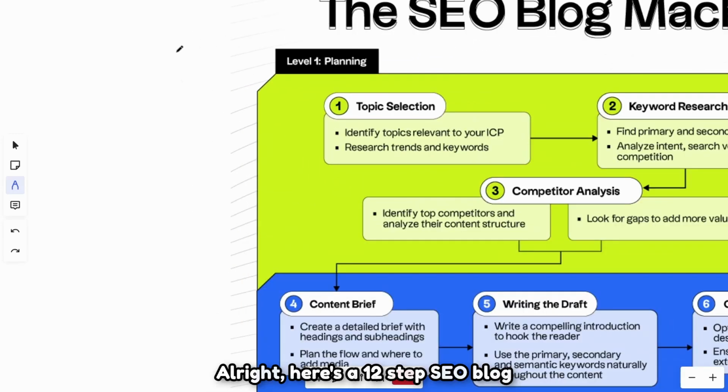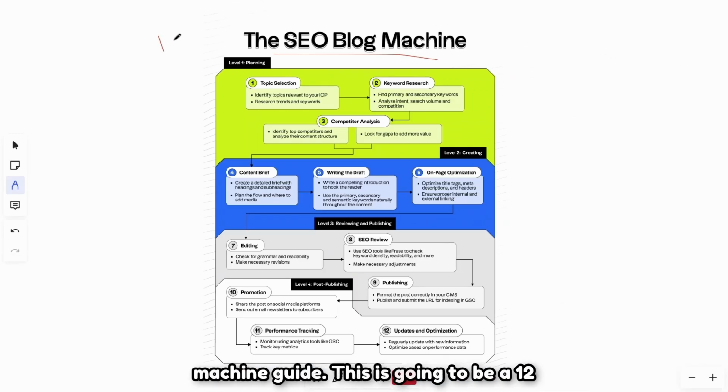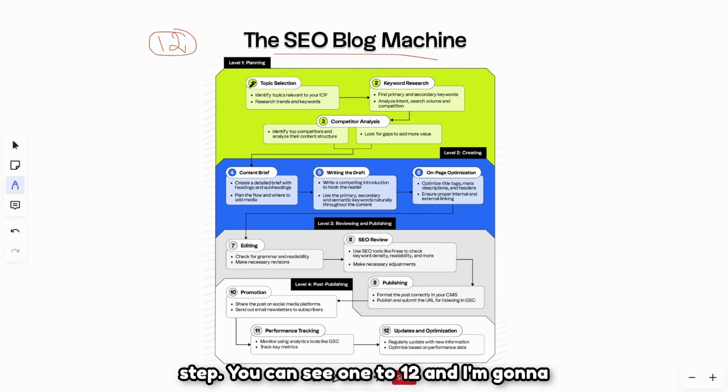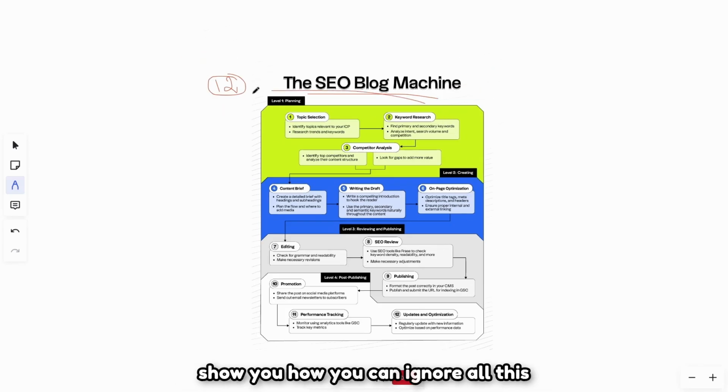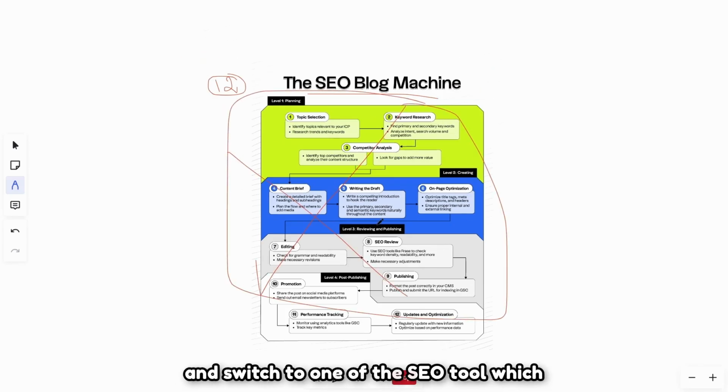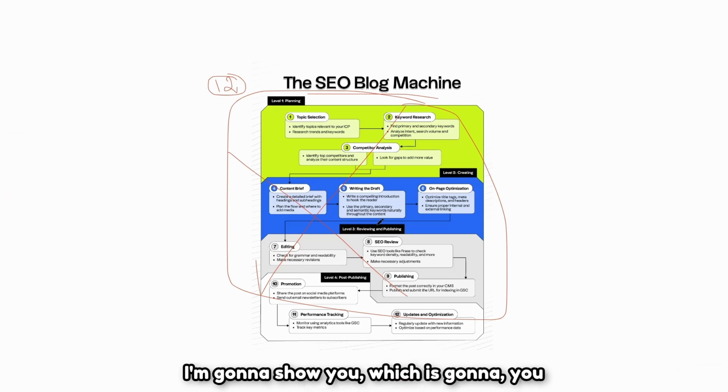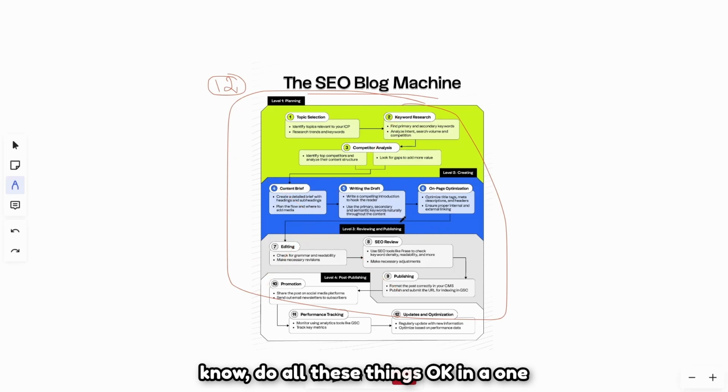Alright, here's a 12-step SEO blog machine guide. You can see steps 1 to 12, and I'm going to show you how you can ignore all this and switch to one of the SEO tools, which is going to do all these things in one click.